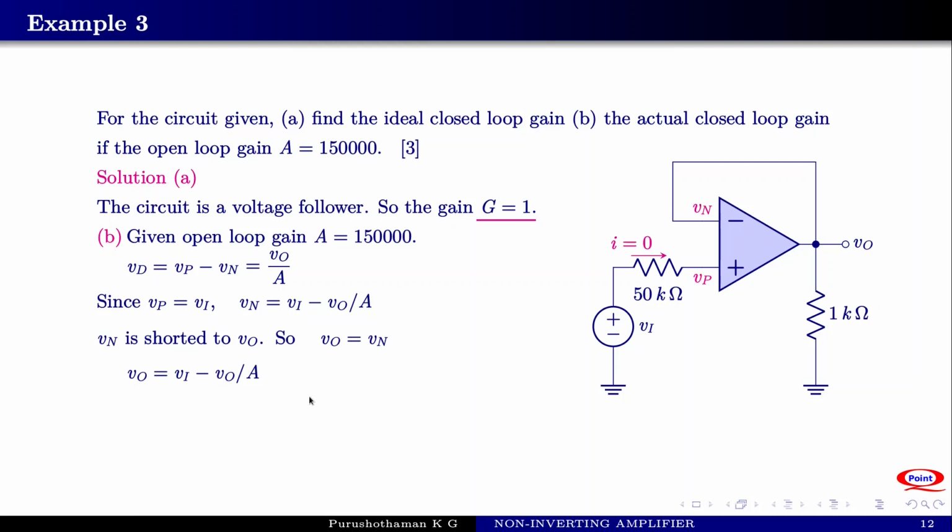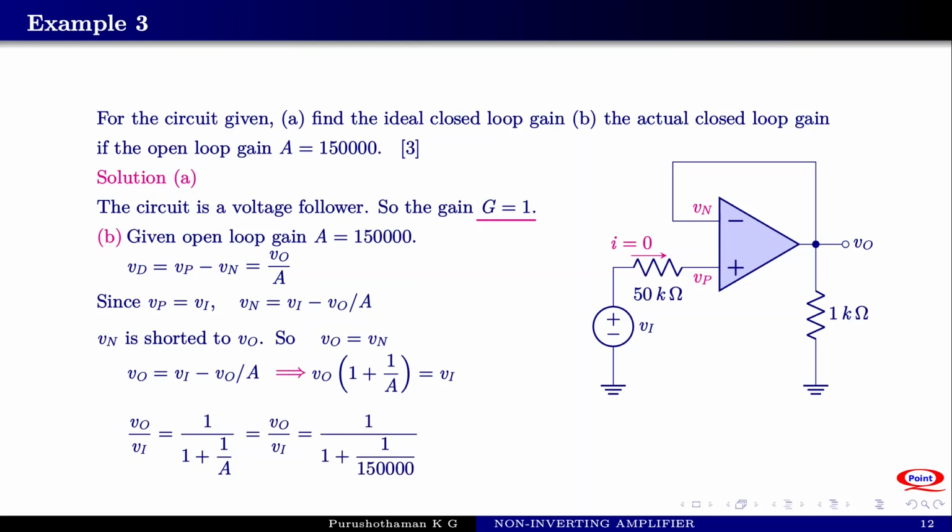So we have an expression Vo equal to Vi minus Vo by A. Collecting terms on Vo together, we get Vo into 1 plus 1 by A is equal to Vi, or Vo by Vi is equal to 1 by 1 plus 1 by A. Substituting this, 1 by 1 plus 1 by 150,000, which is equal to 0.999, etc.